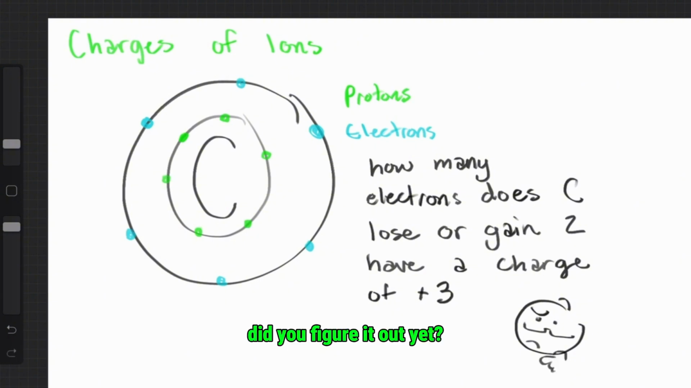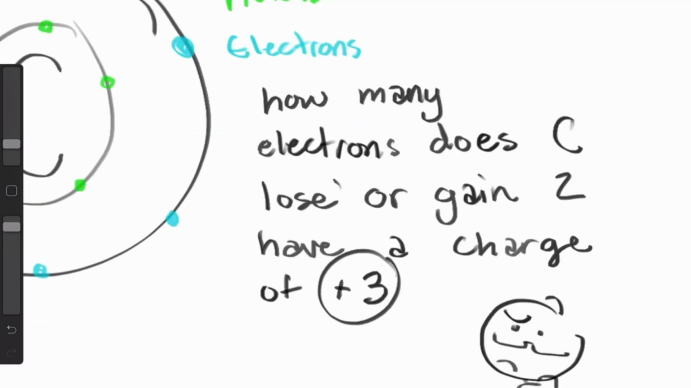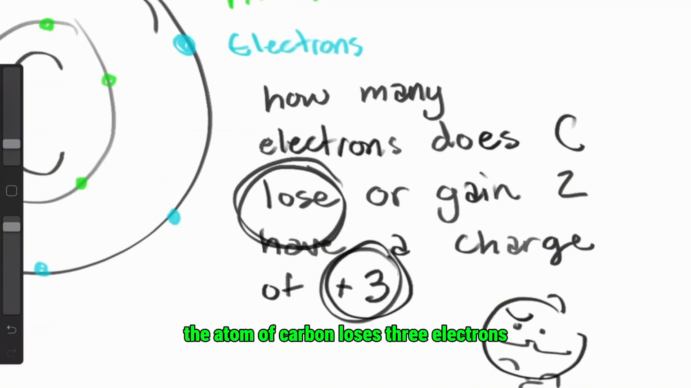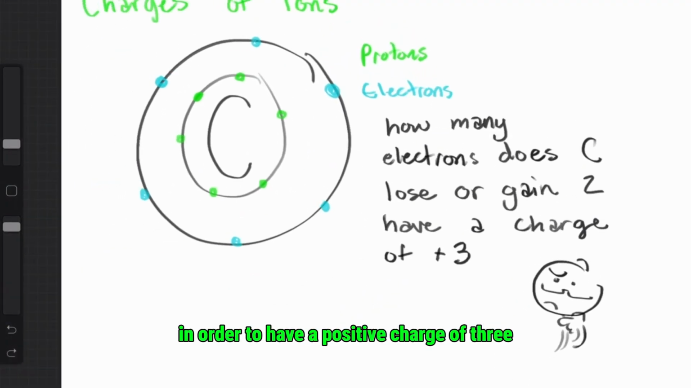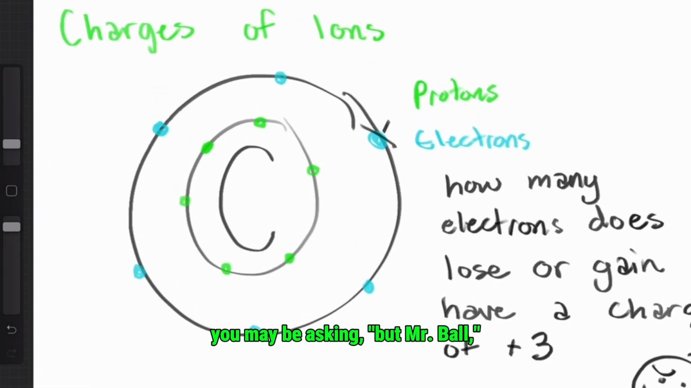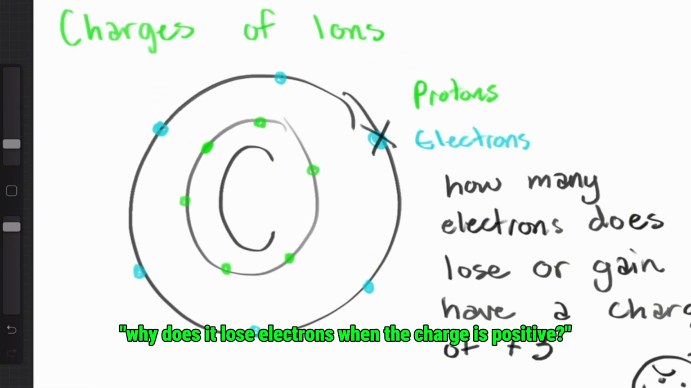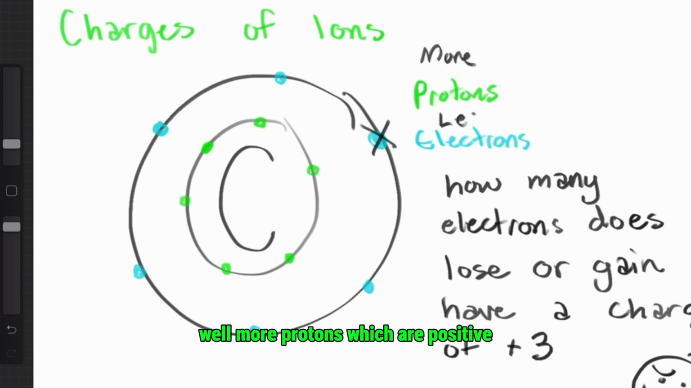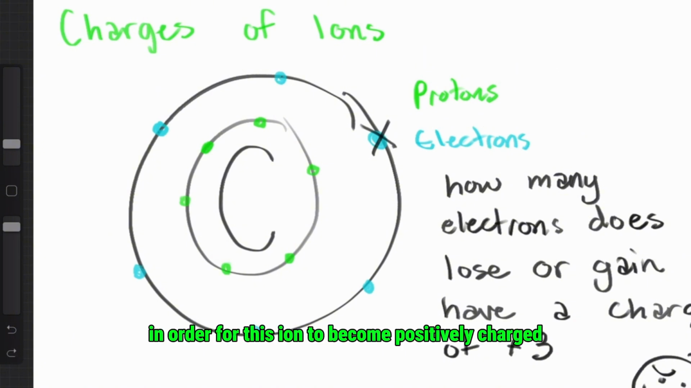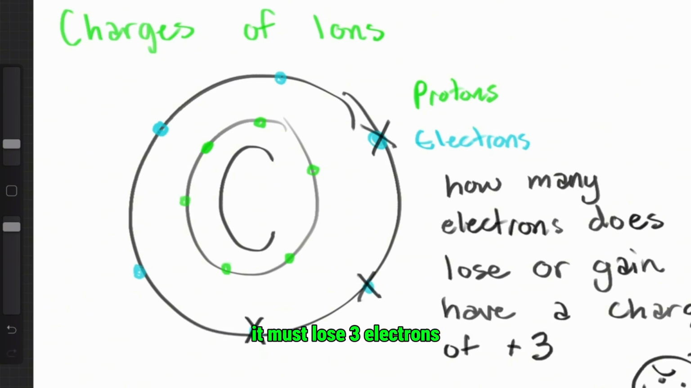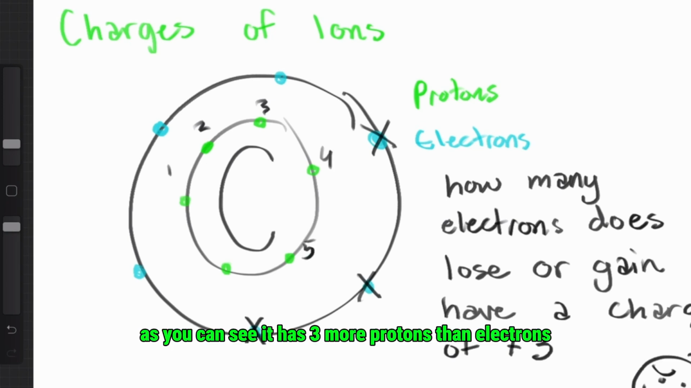Did you figure it out yet? The atom of carbon loses 3 electrons in order to have a positive charge of 3. You may be asking, but Mr. Ball, why does it lose electrons when the charge is positive? Well, more protons which are positive and less electrons which are negative equals a positive charge. In order for this ion to become positively charged, it must lose 3 electrons. As you can see, it has 3 more protons than electrons.